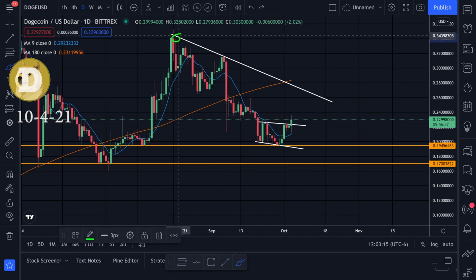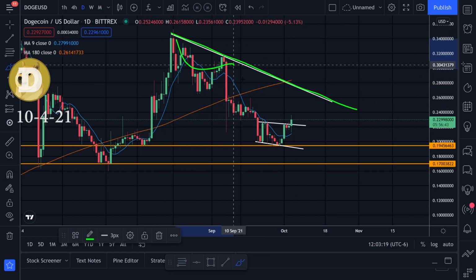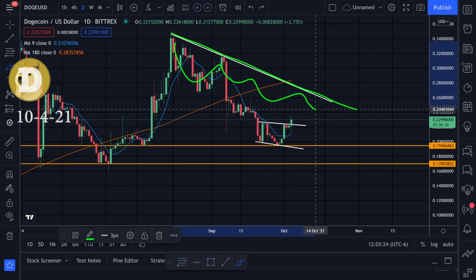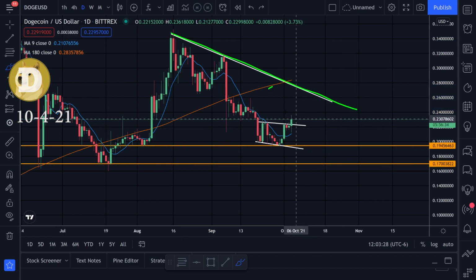We also have this resistance right here and this resistance right here, though. Until we break this downtrend going to the upside, I don't know. I'm kind of speculative on if it can break through or if we're gonna get pushed down. So yeah, I think we're still in this downtrend pretty much is what I'm trying to say.